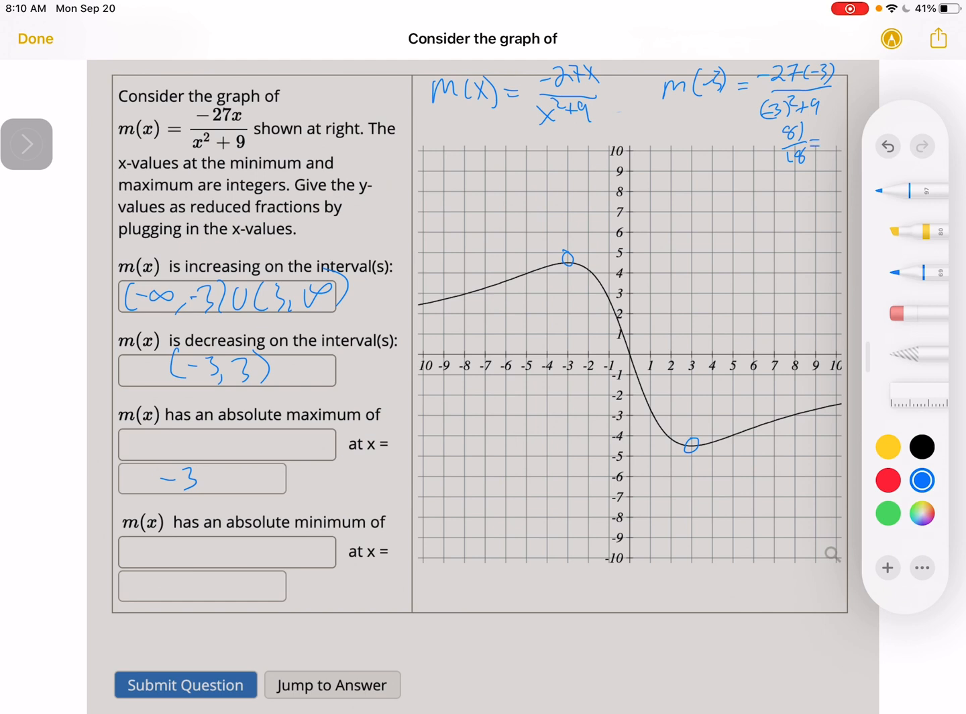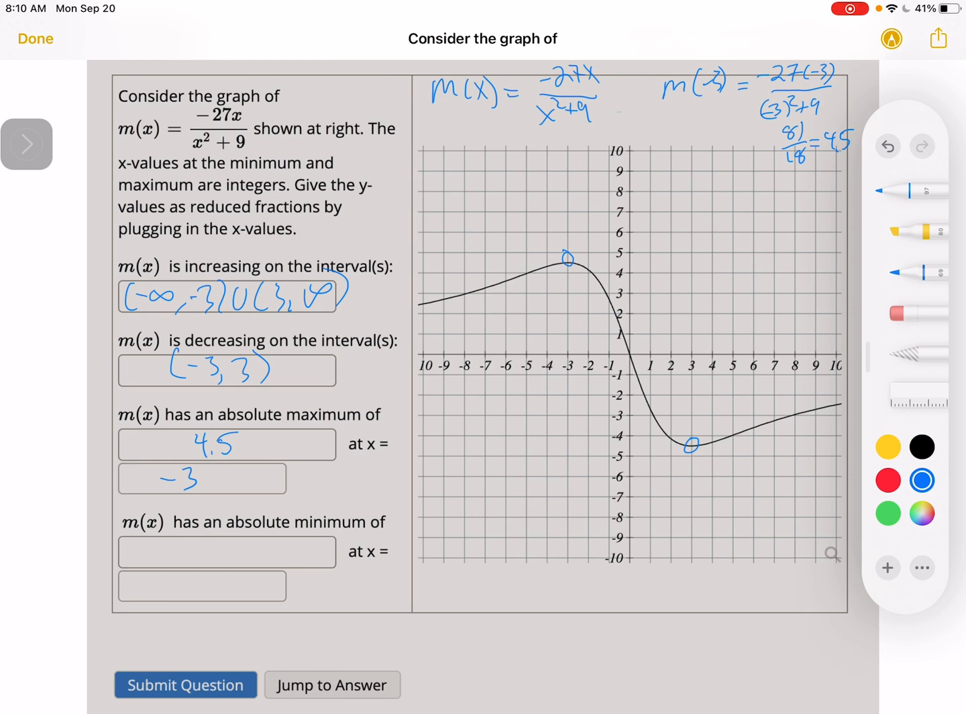Is that right? 3 squared is 9. So, excuse me, what's 81 divided by 18 is my big question to everyone. So 81 divided by 18 is 4.5. And it looks like about a 4.5. So we'll say the absolute max is 4.5.